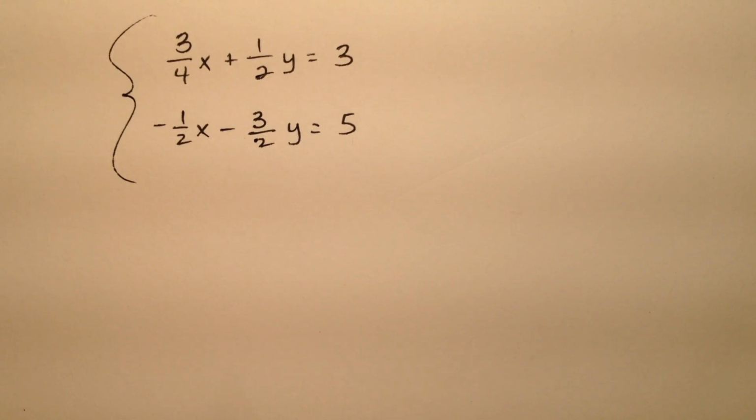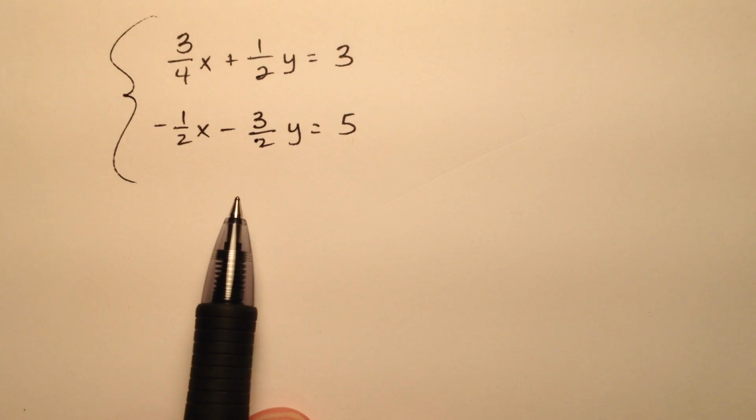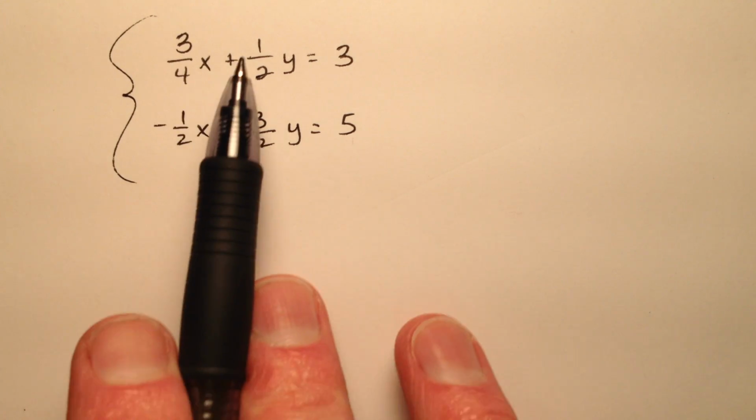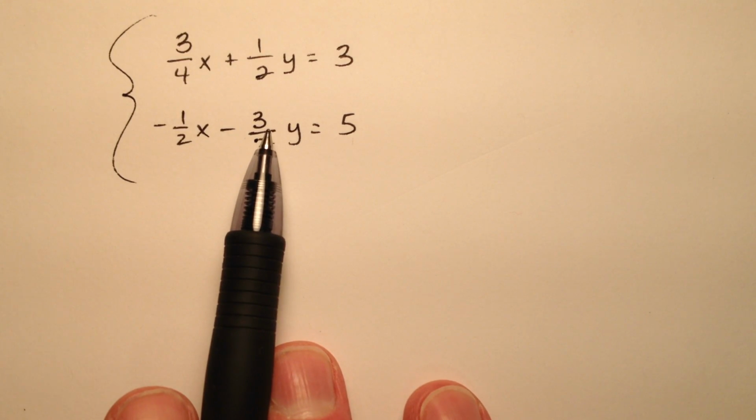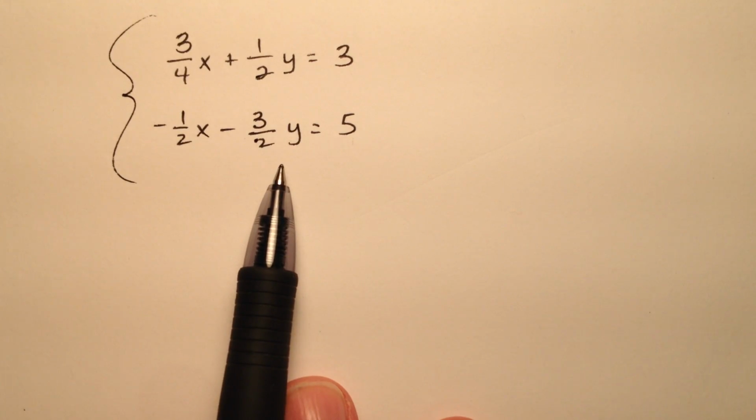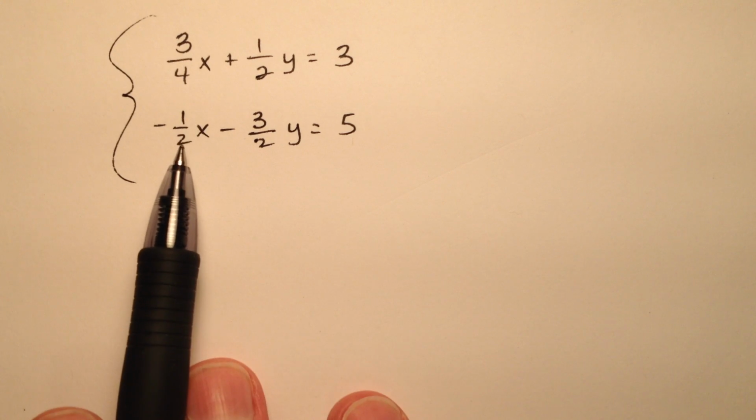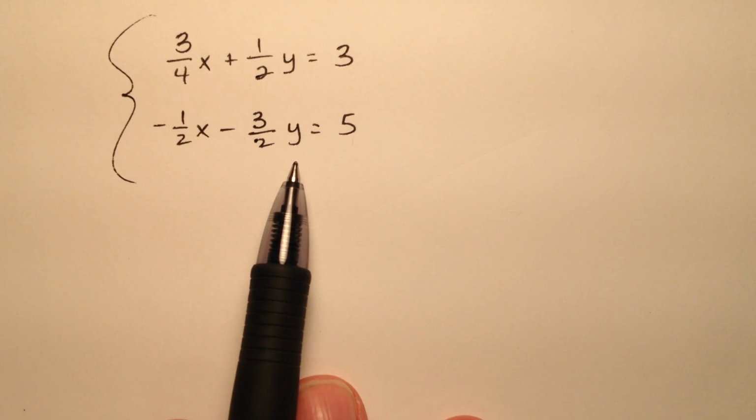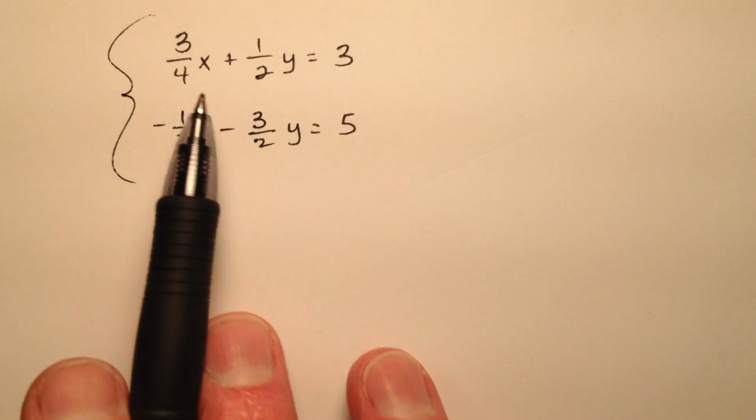In this example, I'm going to solve this linear system by using elimination. So the first thing I notice is that I've got a lot of fractions all around the place. So I would like to decide which of these variables I'm going to eliminate. Will it be x's or will it be my y's? Well, let's start by looking at the denominators to see if we have common denominators here.